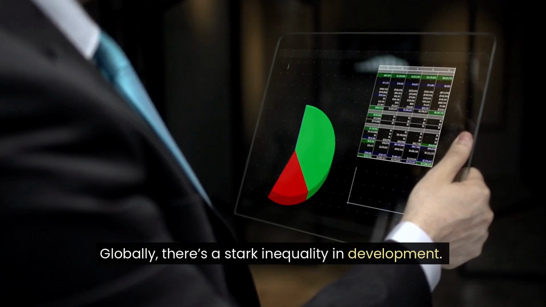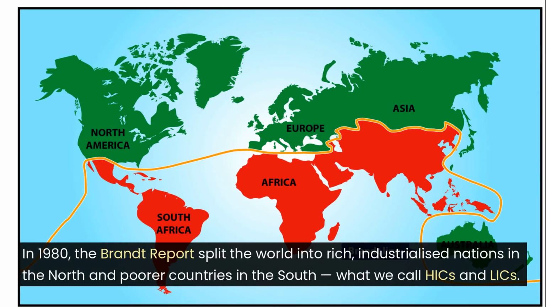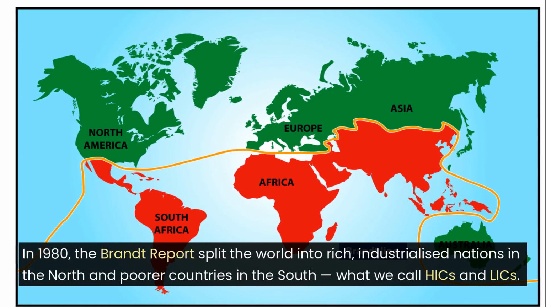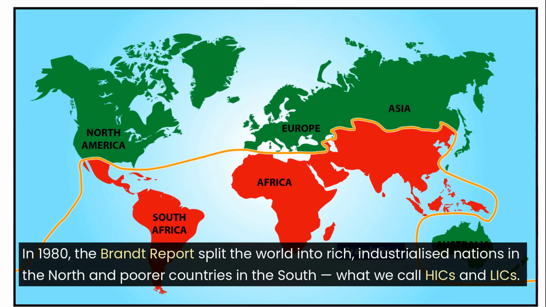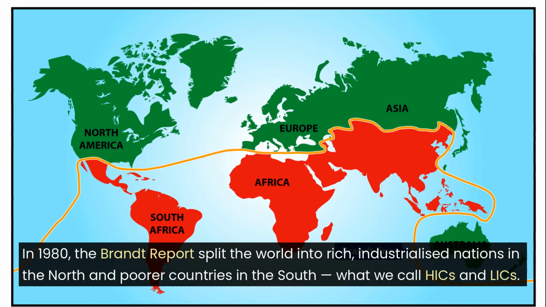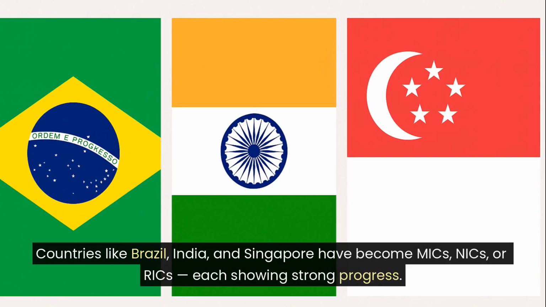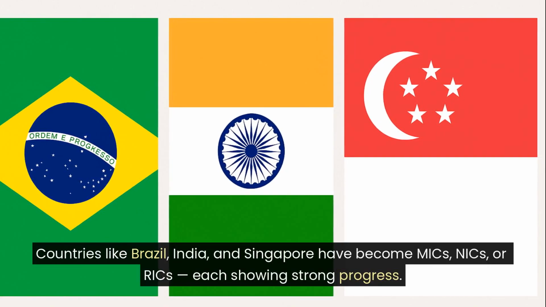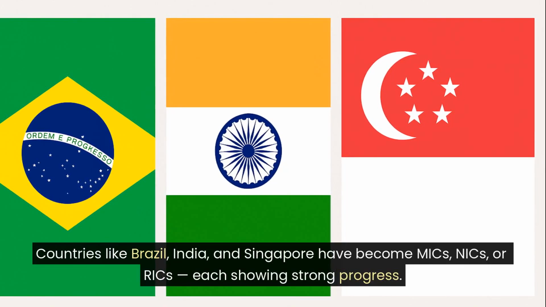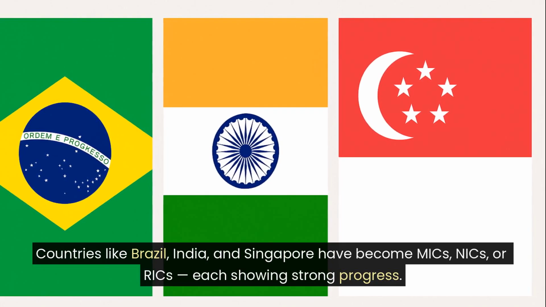Globally, there's a stark inequality in development. In 1980, the Brandt Report split the world into rich, industrialized nations in the north and poorer countries in the south, what we call HICs and LICs. Countries like Brazil, India, and Singapore have become MICs, NICs, or RICs, each showing strong progress.